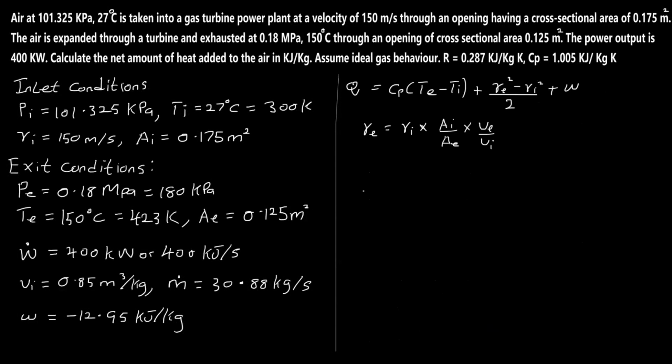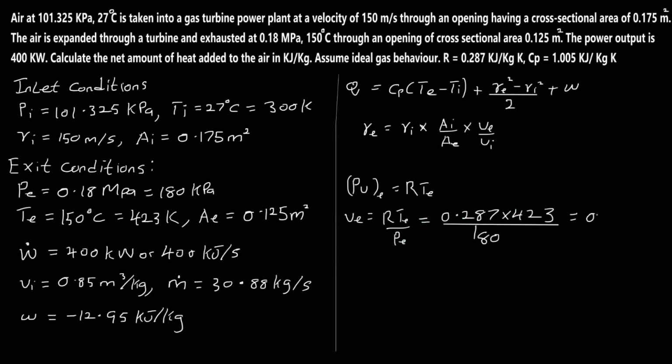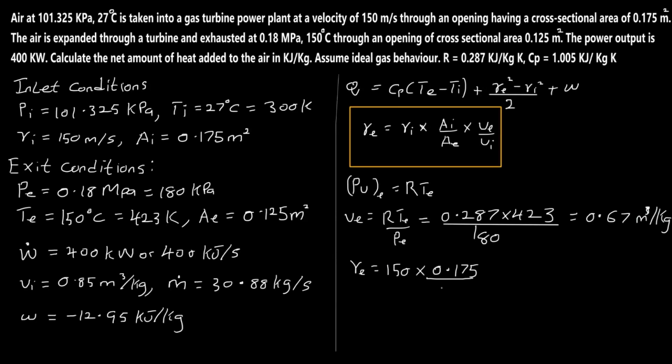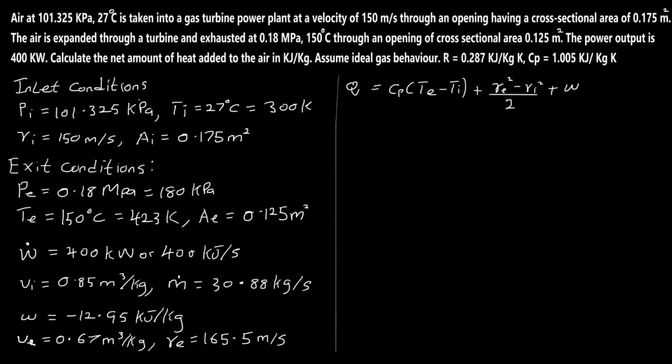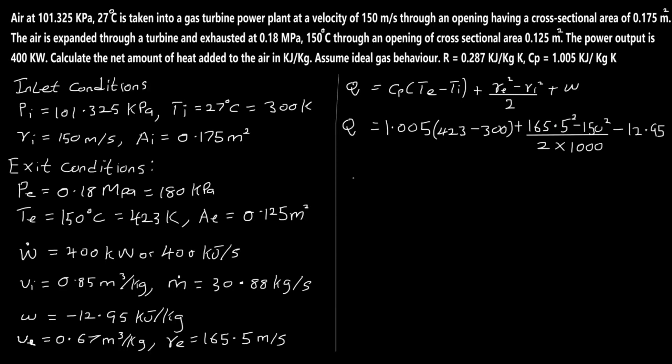But we still need to find the specific volume at the exit. And again, we use our ideal gas equation. So for our exit specific volume, we obtain 0.67 meters cubed per kg. And now we can find the exit velocity, and this gives us 165.5 meters per second. Now that we have everything we need, we can find the heat flow using our energy equation. And from this, we get 188.85 kilojoules per kg. And this is the net amount of heat added to the air in kilojoules per kg.